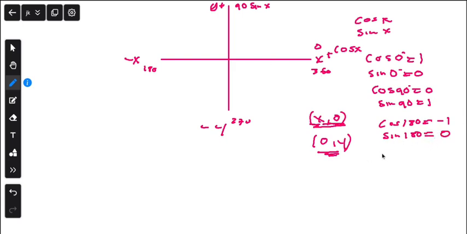Have you seen? What about cos 270? Cos 270, this is the negative side of the y-axis, meaning we're going to have 0. What about sine 270? Since this is the negative side of y, I'm going to get negative 1 if I punch it on the calculator. What about cos 360? This one I'm going to get 1 because it is on the side of the positive x-axis. What about sine 360? Definitely this one is going to give you 0.